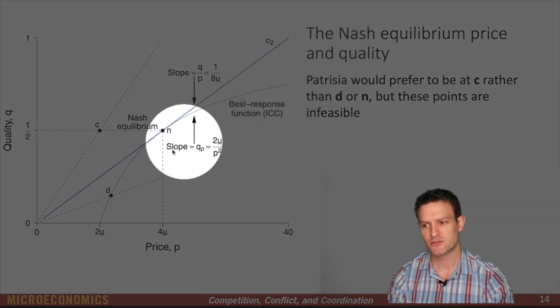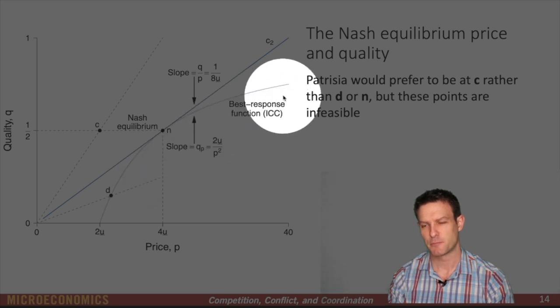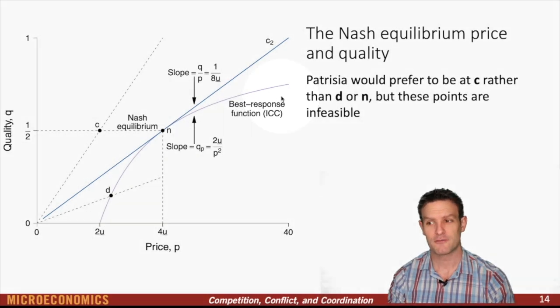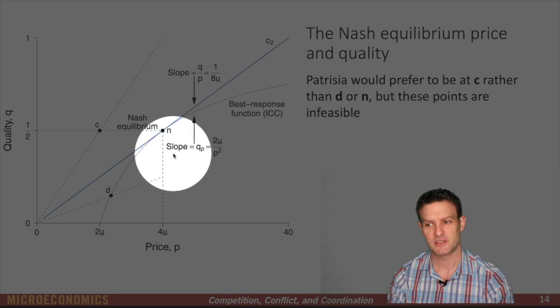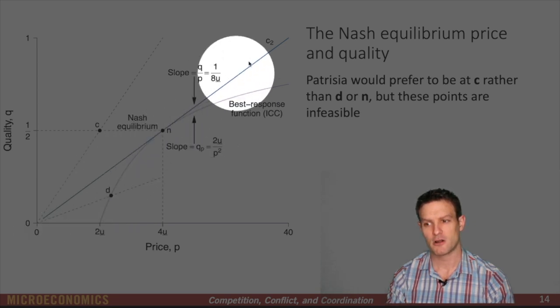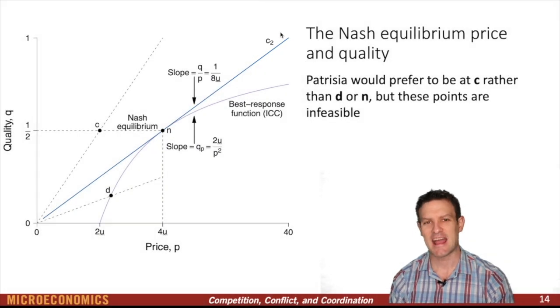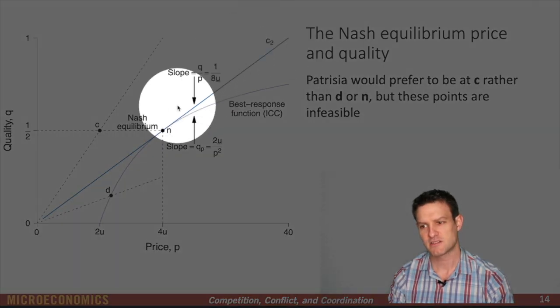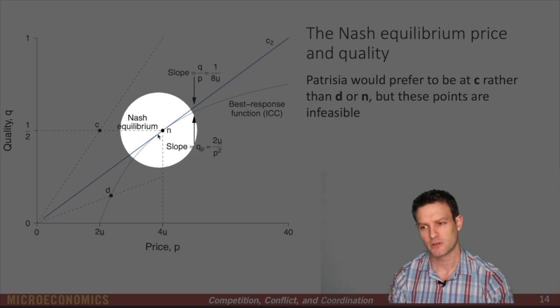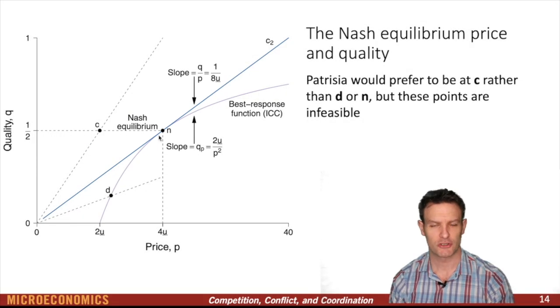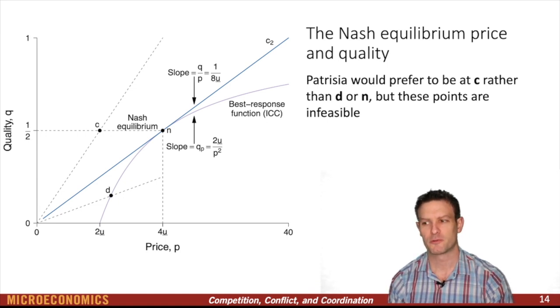Well, we can see the best response function, as previously, is the purple line. What we also have is the ISO cost curve, here labeled C2, which is the ray from the origin. And we see that the Nash equilibrium is the point at which the two are tangent. There we can see it at point N. Okay, so we've got point N where the ISO cost curve and the best response function are tangent in this interaction. And we say here that Patricia would prefer to be at C rather than D or N, but these points are not feasible for her.